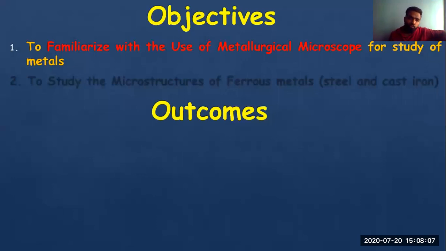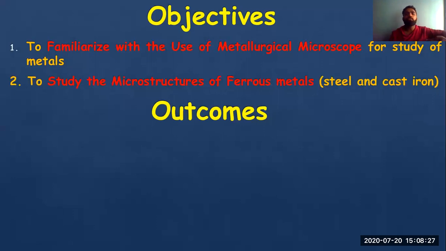Okay, if you want to study the structure of metal, there are various types of microscopes available in the market. One of the basic and cheapest microscopes available is the metallurgical microscope. The metallurgical microscope is also called the optical metallurgical microscope. So the first objective is you need to learn how to use a metallurgical microscope.